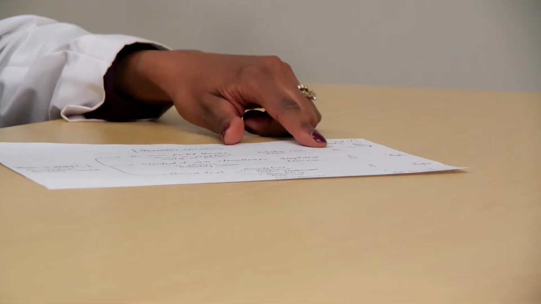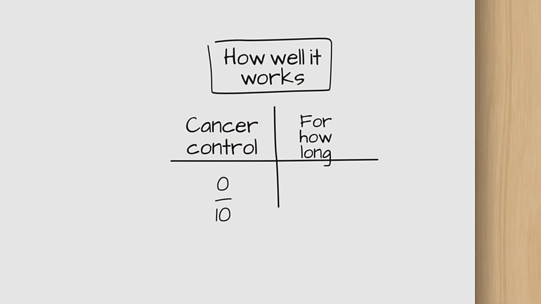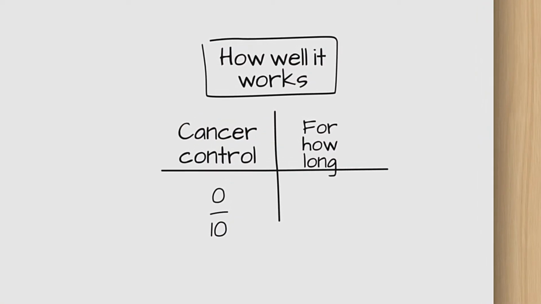So with supportive care alone, we won't be able to control the cancer, unfortunately. And in patients like you with metastatic pancreas cancer, I would expect the cancer to be controlled in 0 out of 10 patients. And typically we're talking about a time frame of a short period of months.